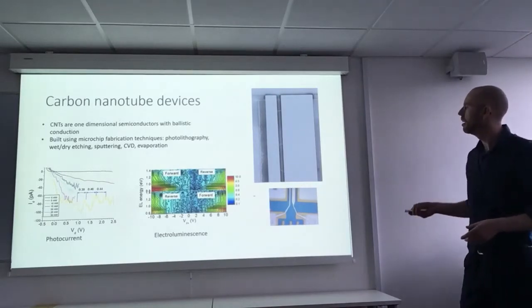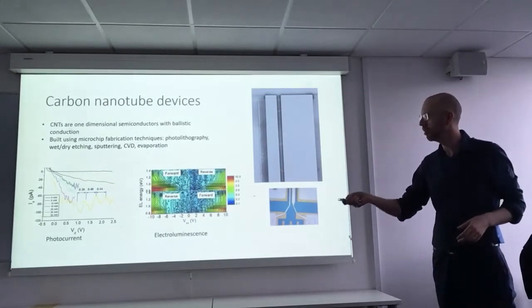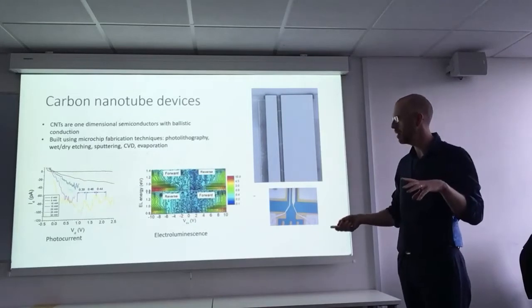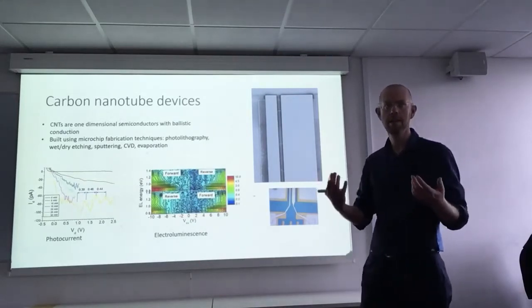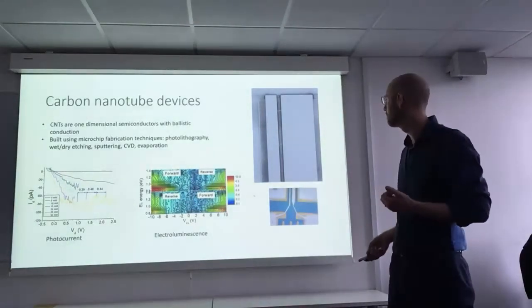And these devices were also optical devices as well, so they respond to light, so we could get photocurrent out of them: shine light, and we could measure some current. They'd also emit light, so we apply a voltage to them, get current flowing, and we can get light coming off.